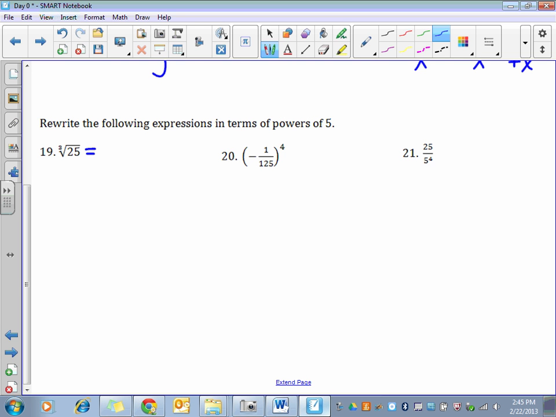So I've got the cube root of 25. My first goal here is let's go ahead and write 25 as a power of 5. Well, I know 25 is really 5 squared. So now we've got the cube root of 5 squared. Another way of thinking about that is it's raised to the fractional exponent 1/3. So this is 5 raised to the 2/3 power. Go ahead and try 20 and 21 on your own now.